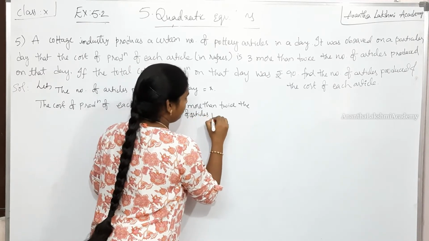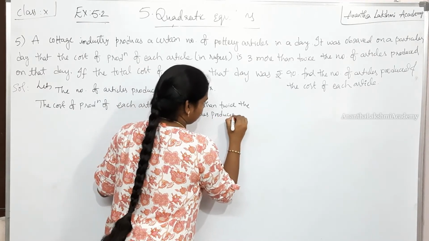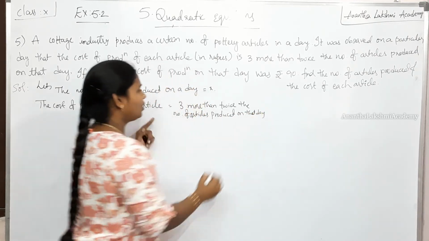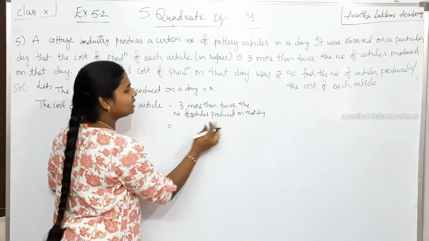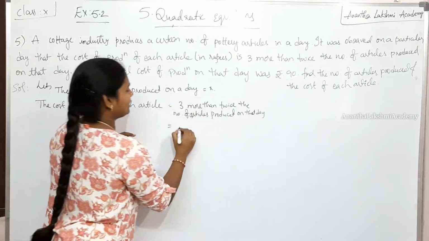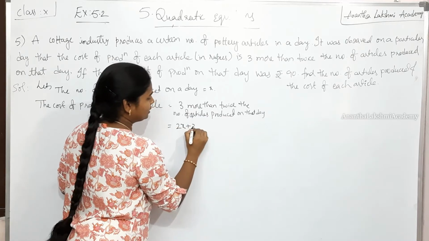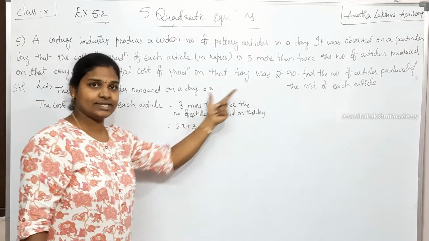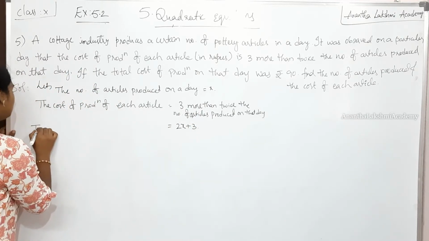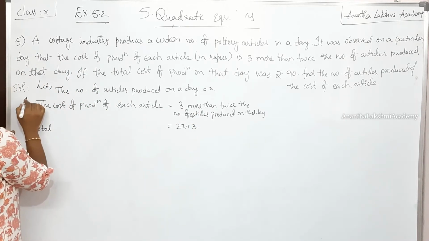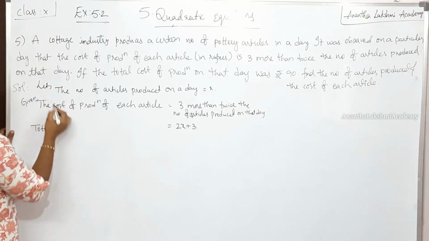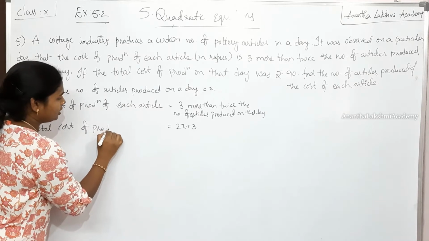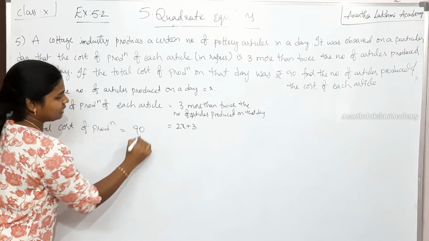Articles produced on that day. Twice the number of articles produced is 2 into x, and 3 more than that, so this is 2x plus 3. And what else is given? The total cost of production on that day, which is given under the given section. Total cost of production is equal to 90 rupees.